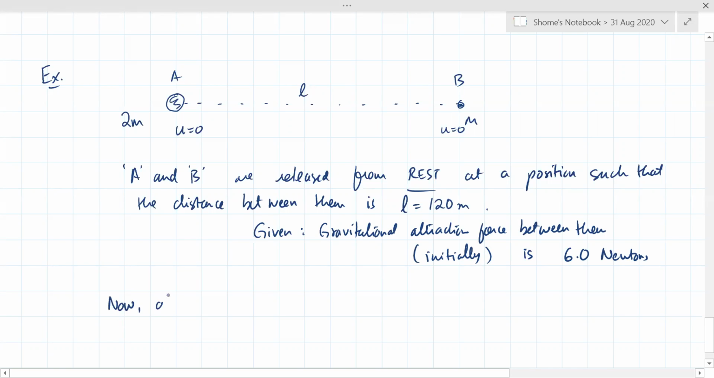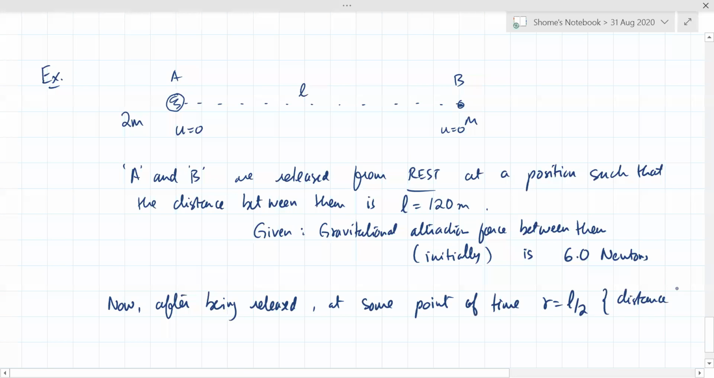Now, after being released, at some point of time, the distance between them is now L by 2. Okay. The distance has halved. It's become half.